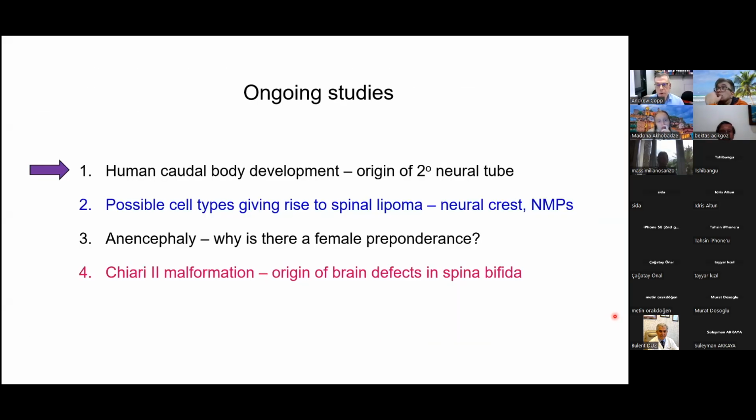Right, so now I'm going to talk about 4 of our research studies. And I'll start off by talking in more detail about human caudal body development, and particularly the origin of the secondary neural tube.